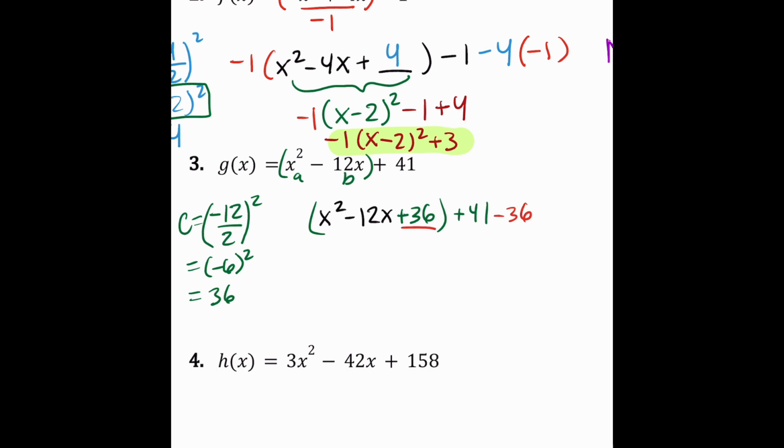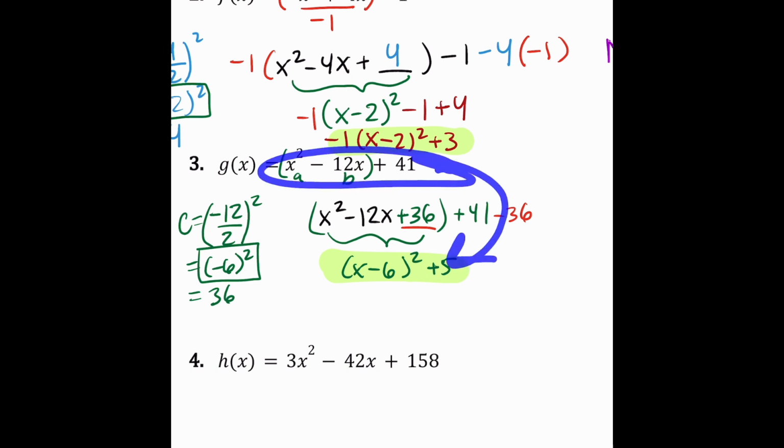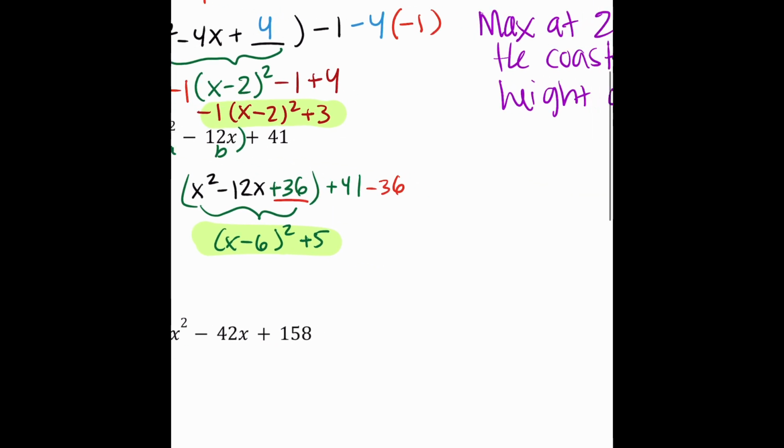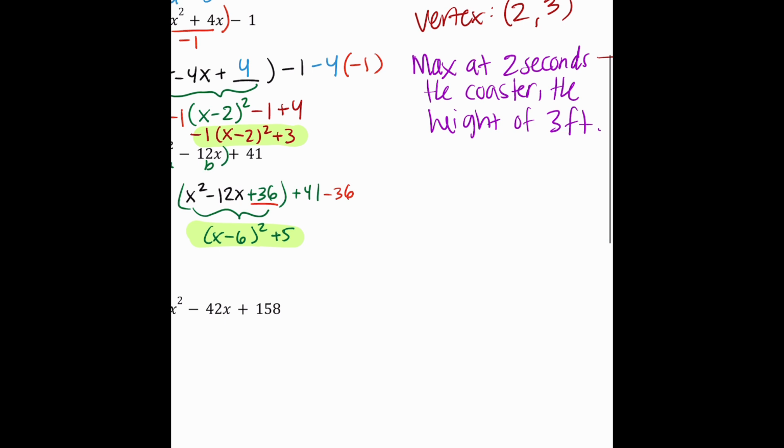Okay, and this is where I get, what did I have before I squared it? I had x minus 6 squared, 41 minus 36 is going to give me plus 5. So now I'm in vertex form. So to go from standard to vertex, I'm going to complete the square. Okay, so again, I want to find my vertex. My vertex is this h value and my k value, where my vertex is 6 and 5. That's my vertex.